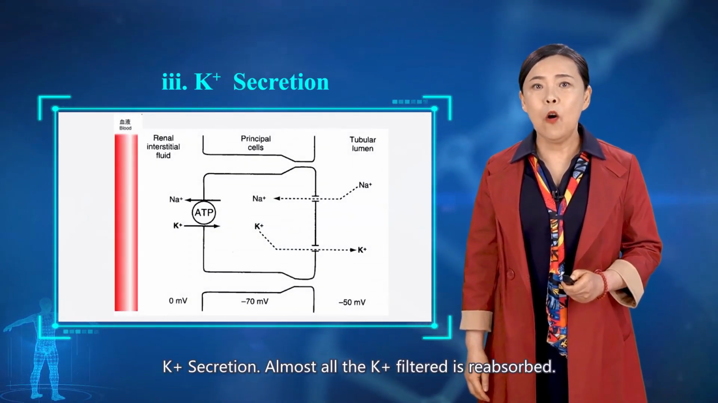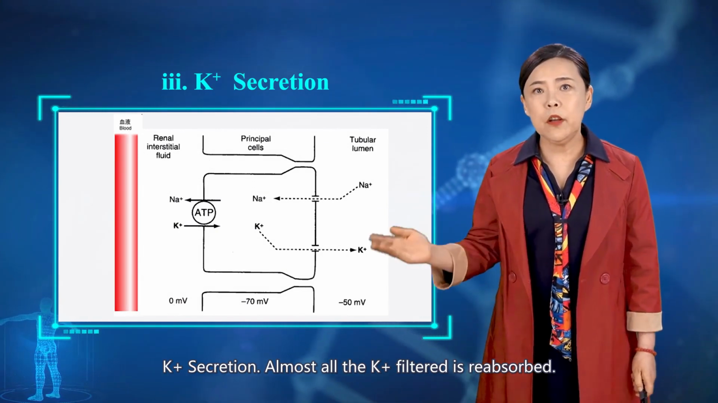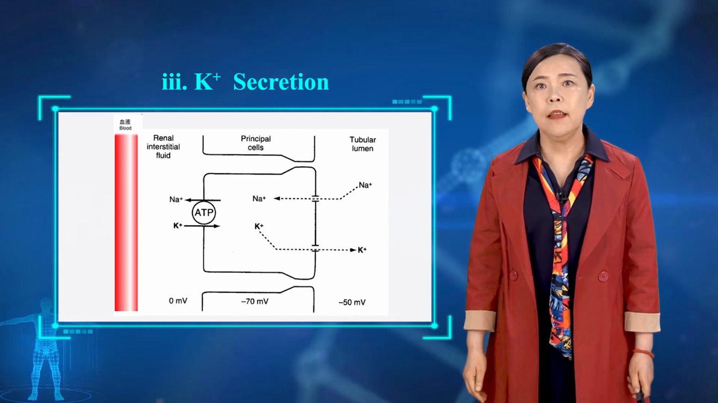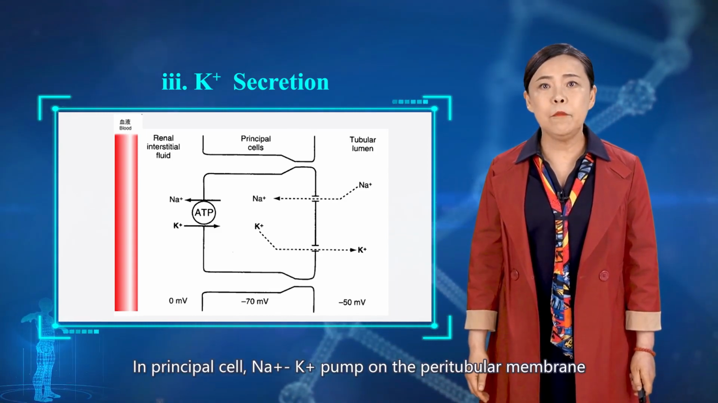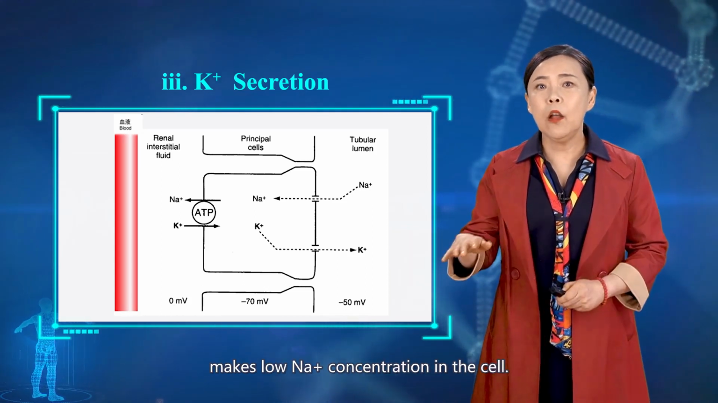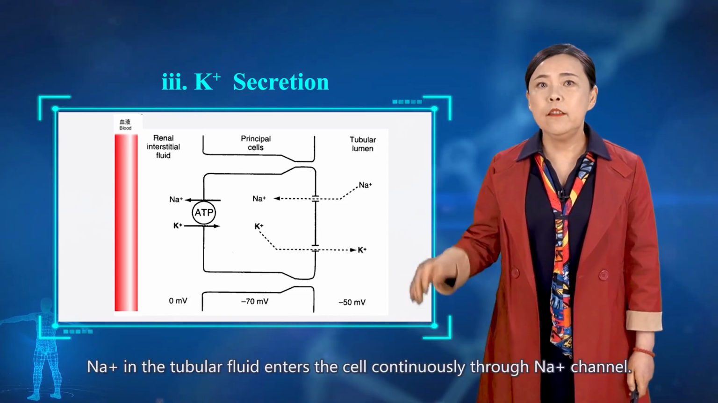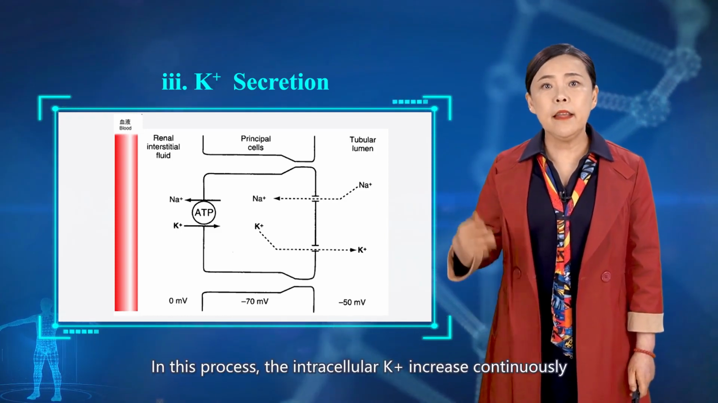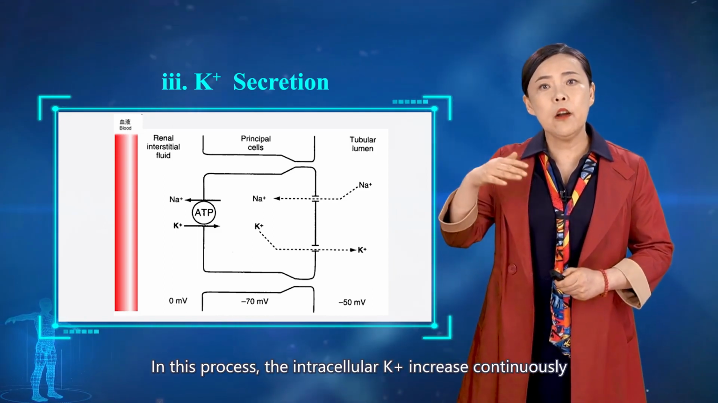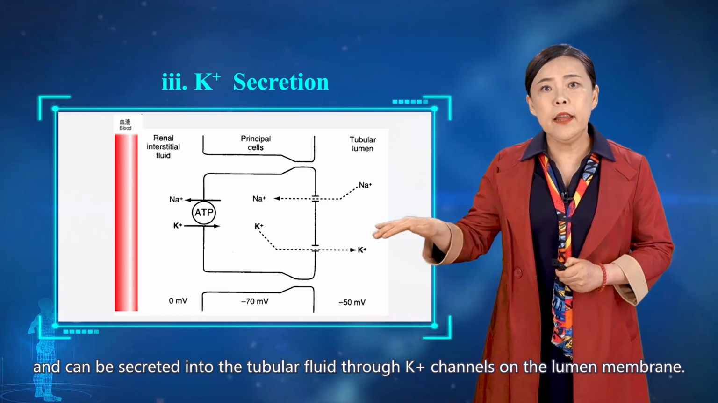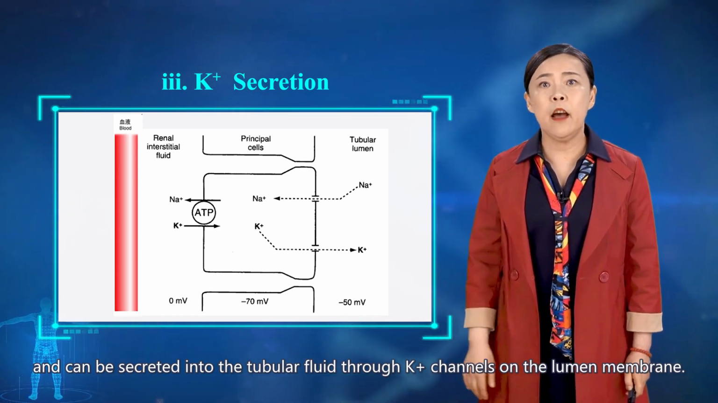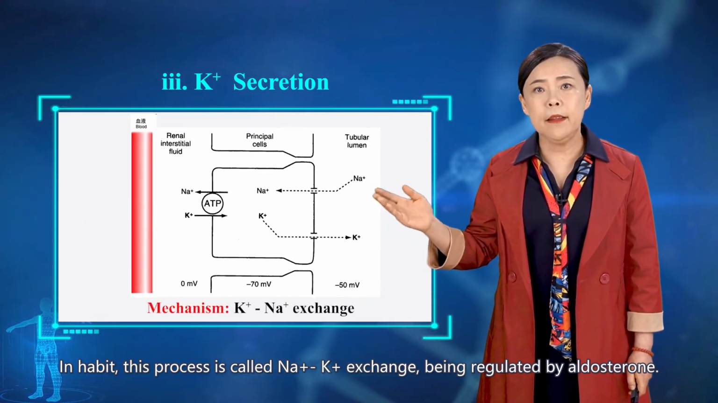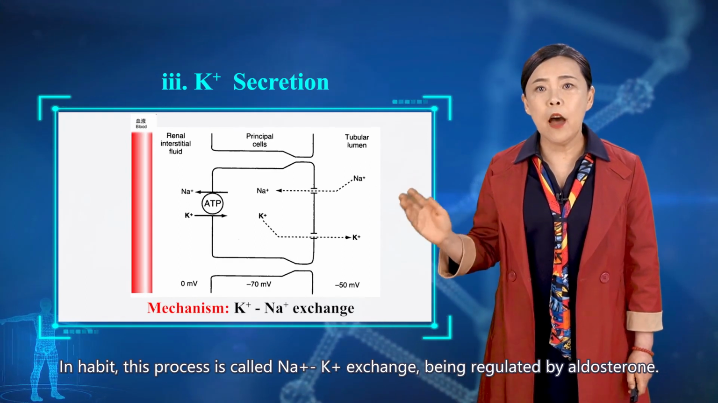Potassium secretion. Almost all the potassium filtered is reabsorbed. Potassium in the urine mainly comes from the secretion. In the distal cells, the sodium-potassium pump on the peritubular membrane makes a low sodium concentration in the cell. Sodium in the tubular fluid enters the cell continuously through the sodium channel. In this process, the intracellular potassium increases continuously and can be secreted into the tubular fluid through the potassium channel on the lumen membrane. This process is called sodium-potassium exchange, being regulated by aldosterone.